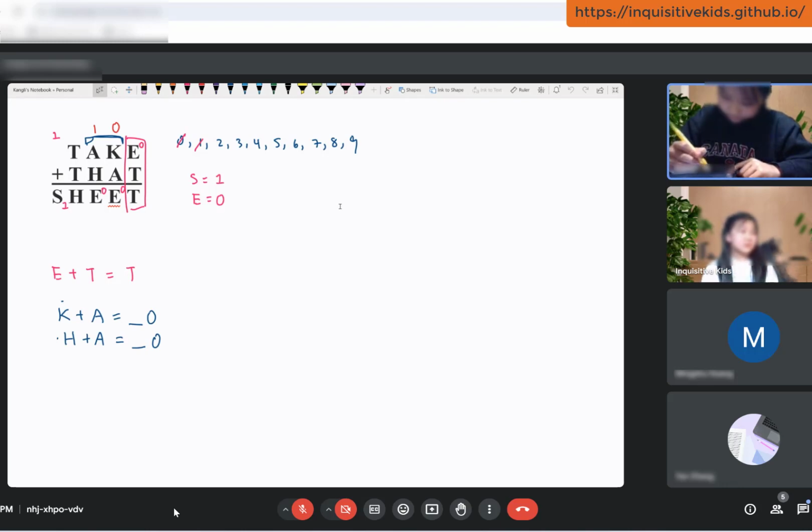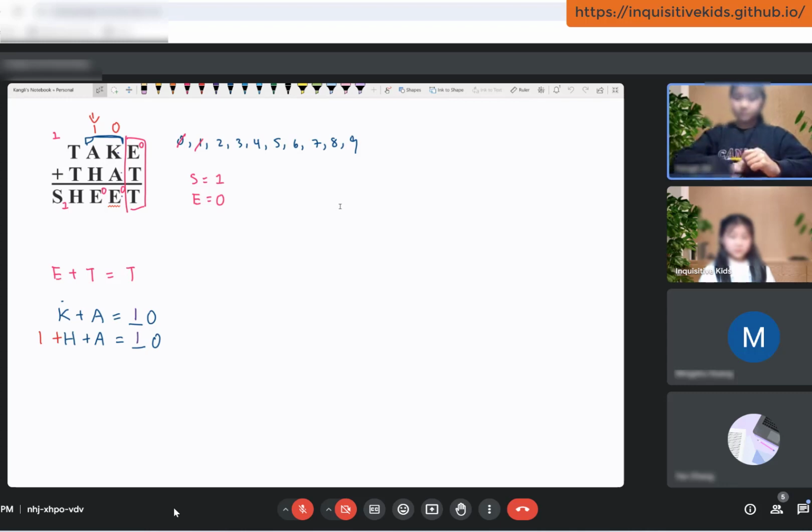So now, after looking at this hundreds column, we can rewrite our equation as 1, this is the carried 1, plus H plus A equals something that ends in a 0. And we can also conclude that in the tens place, K plus A plus E equaled 10 in order for us to be able to carry over. And 1 plus H plus A also equals 10. So do you have any ideas of what to do next?